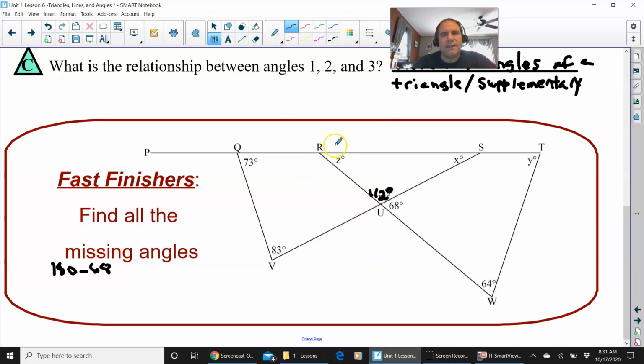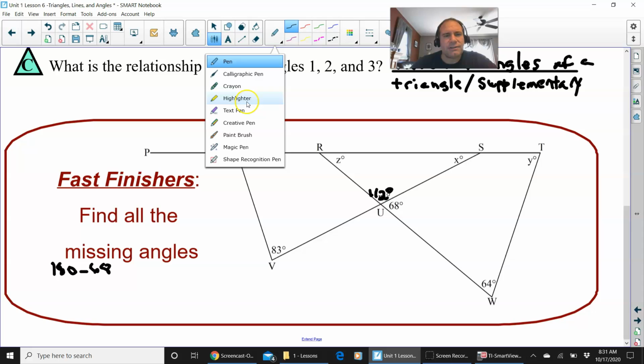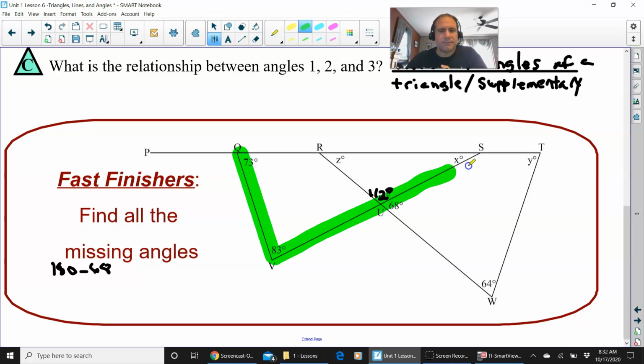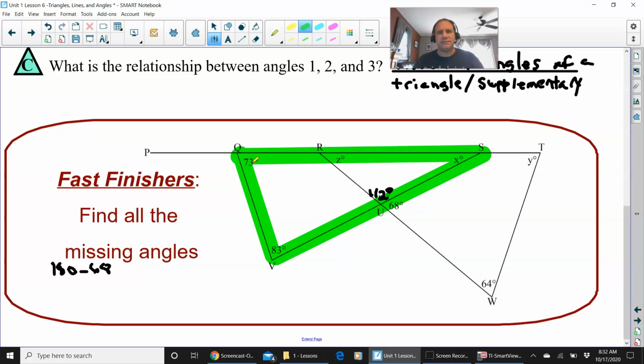Okay, so now I'm just going to highlight something that maybe you did see. If I have two angles of a triangle, it's easy to find the third. But if I only have one, it's a little bit more difficult. But see this right here? I'm going to highlight this, this, and this. All three sides form a triangle. You could see it right now.